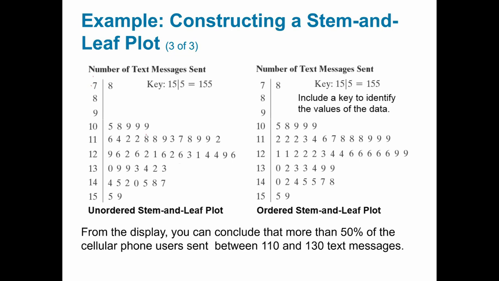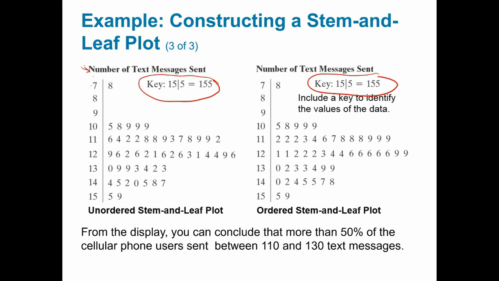For an ordered stem and leaf plot, you just put the leaves in order. That's all you do. So put the leaves in numerical order. You do have to have a key every time, just to say what the stem and what the leaf represents, just so that you can identify the values. And you still need a title, so you still have to have all of that.